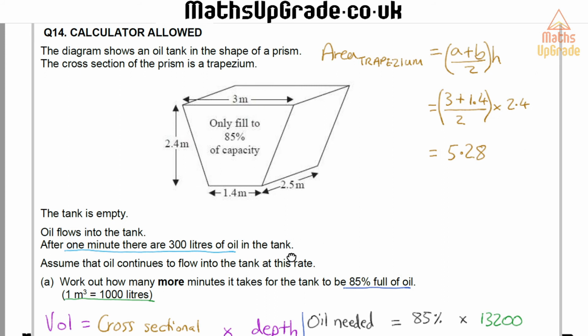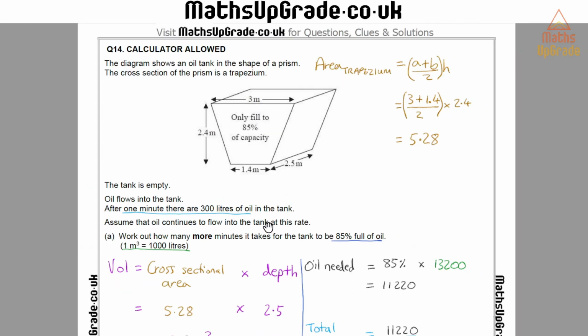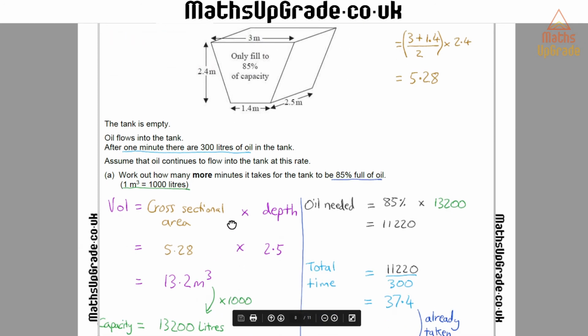Now that I know the area of that cross section, I can multiply it by the distance going backwards. I can multiply it by 2.5. That gives us the volume, the total possible volume of that shape. That's 13.2 meters cubed.